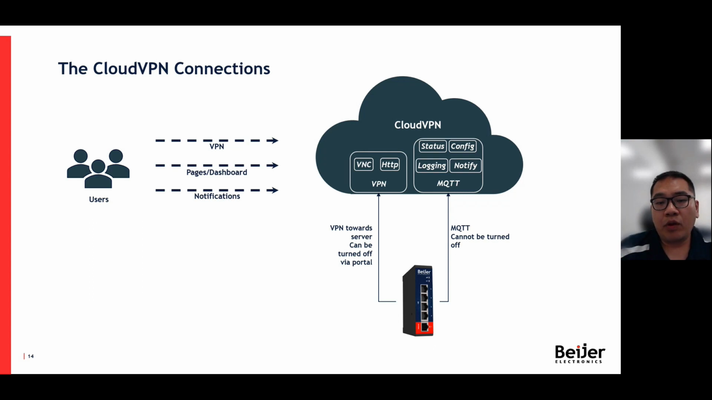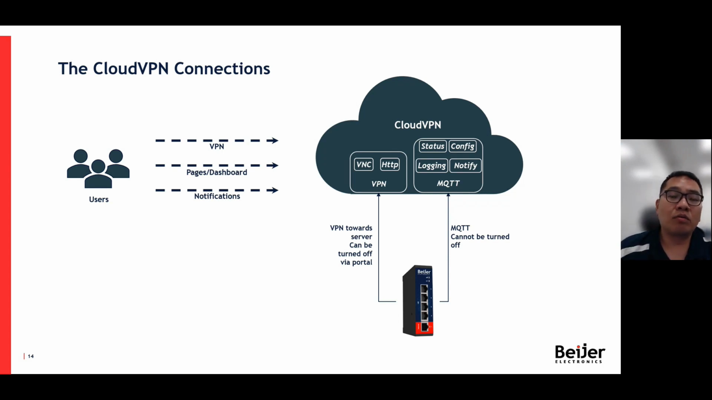Okay. On the other hand, we do have the MQTT connection that is always connected to the Cloud VPN portal itself. That cannot be turned off because it's actually sending all the status, the configuration, and also the logging if you have logging turned on, of course. So basically, when I talked about turning on and off the VPN connection itself, that's actually being done using MQTT commands over the portal as well.